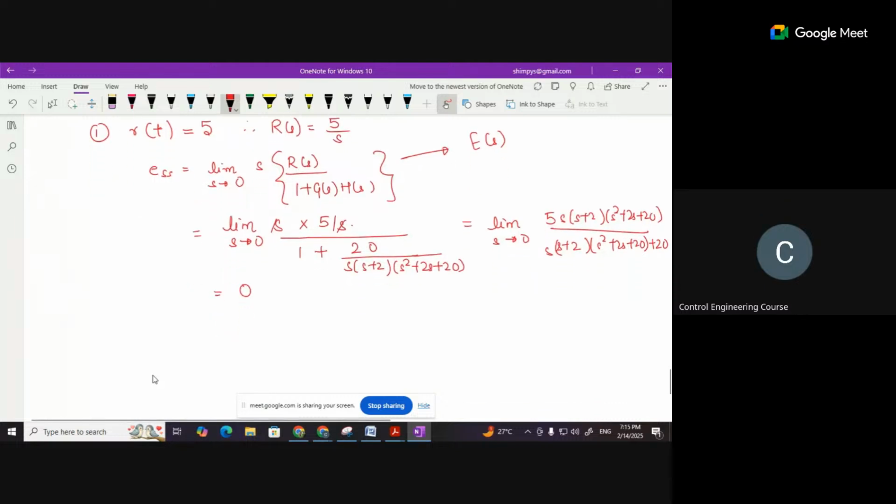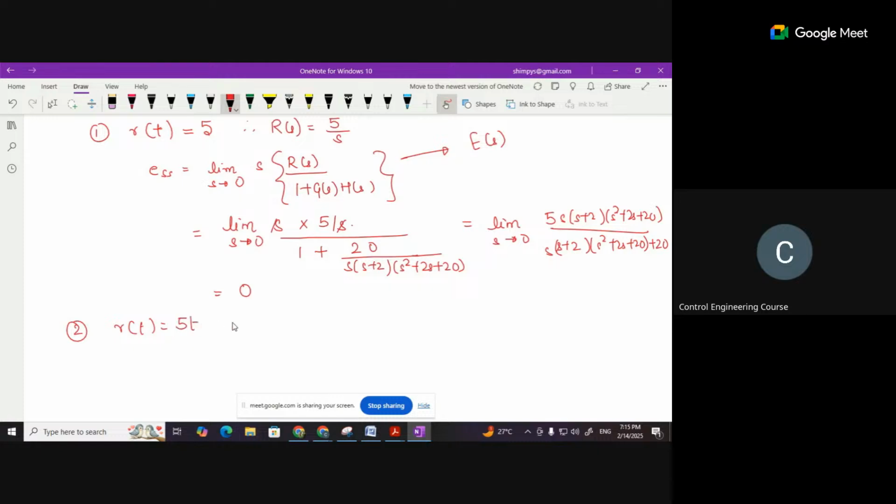Ma'am, in the denominator, we have s into s plus 2. Okay, we have a plus 20 term there. Right. Yeah. So in the numerator, we have a single s, so that will make the entire error go to 0. Correct?